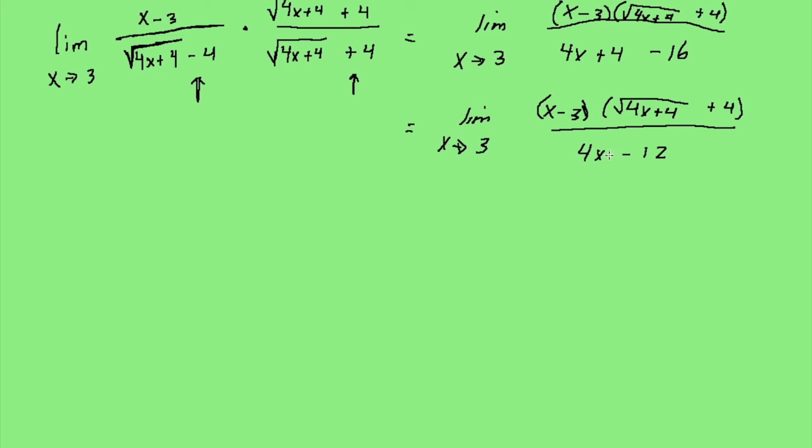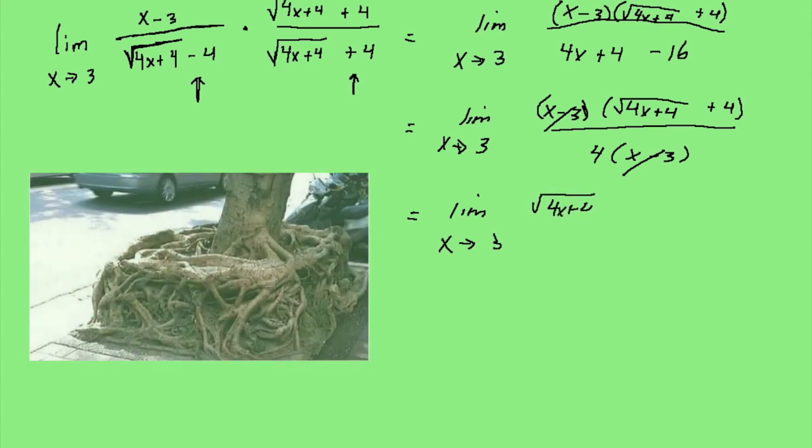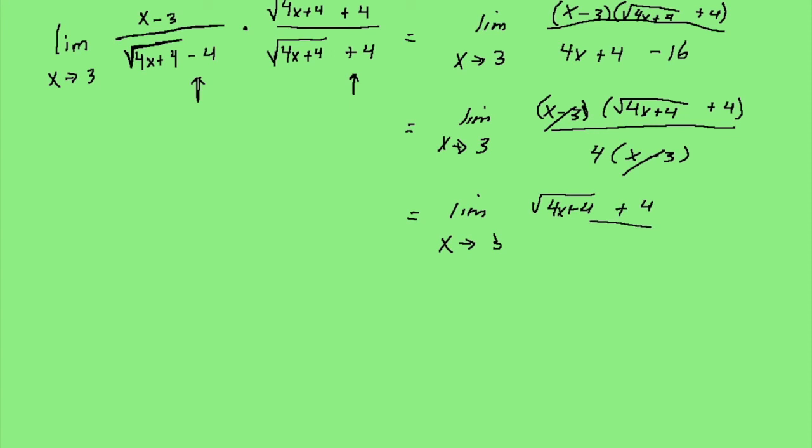However, you can rewrite 4x minus 12 as 4 times (x minus 3), just factoring out that 4. And when you factor out a 4, then you can cancel those x minus 3s. And you're left with this problem: the limit as x approaches 3 of the square root of 4x plus 4 over 4. And then you can try plugging in this 3 to find out what the limit is.